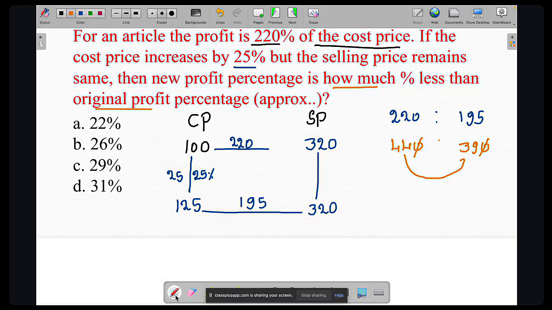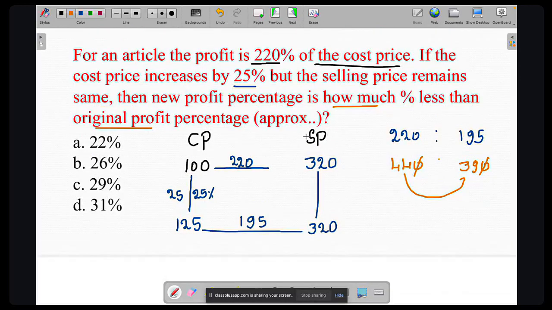One second. Original profit. Here something missing? No. Profit percentage. Okay. If the article is 220, the cost price increases, but the selling price remains the same. Okay, selling price remains the same. Oh, okay, here. This is important. Here we made a small mistake. It's right. Now tell me.